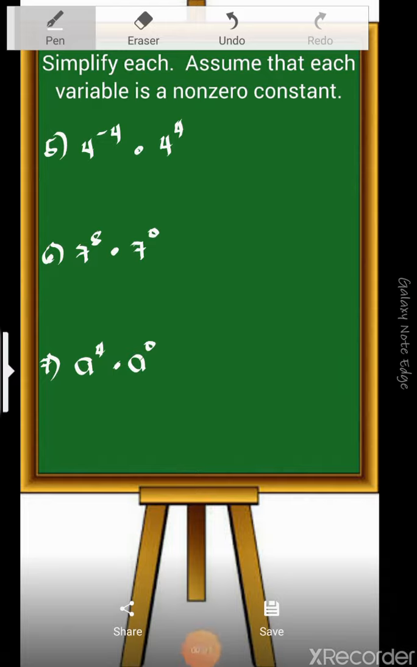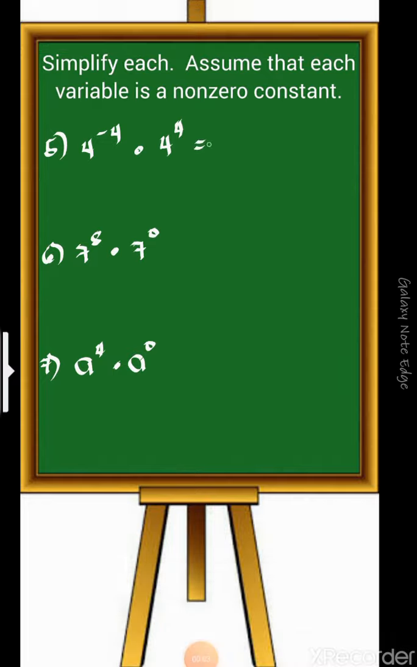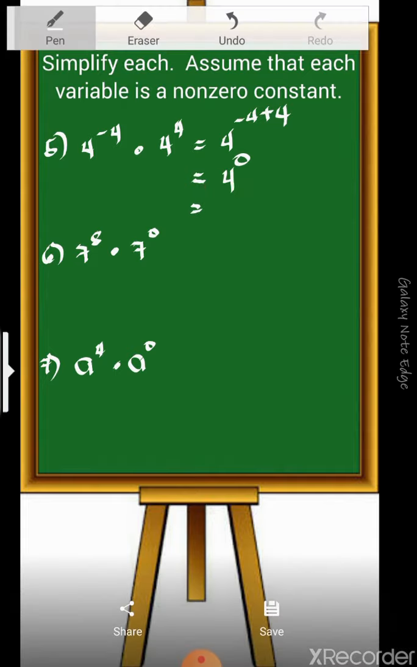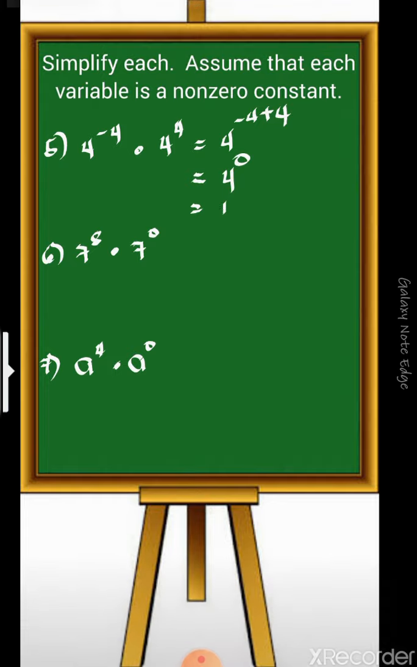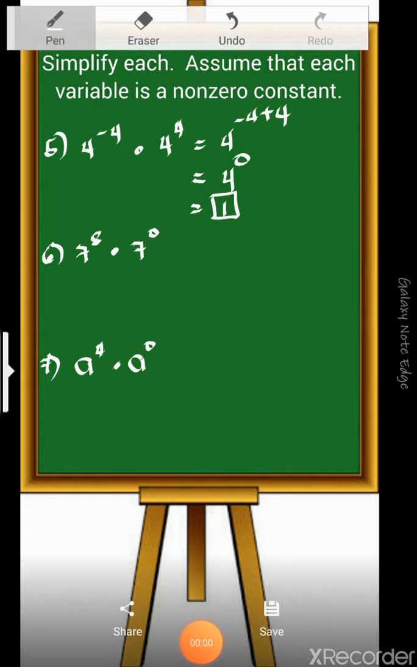In number 5, applying the product rule for exponent, it will become 4 raised to negative 4 plus 4 equals 4 raised to 0, since negative 4 plus 4 is 0. And we know that any number excluding 0, if the exponent is 0, the answer is always 1. So the answer for number 5 is 1.